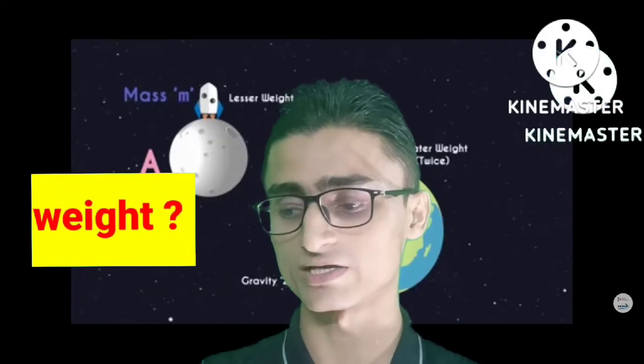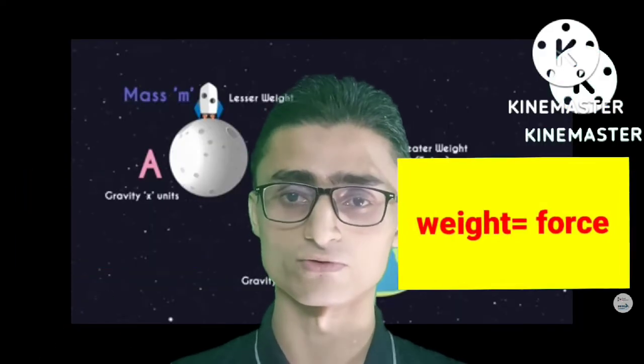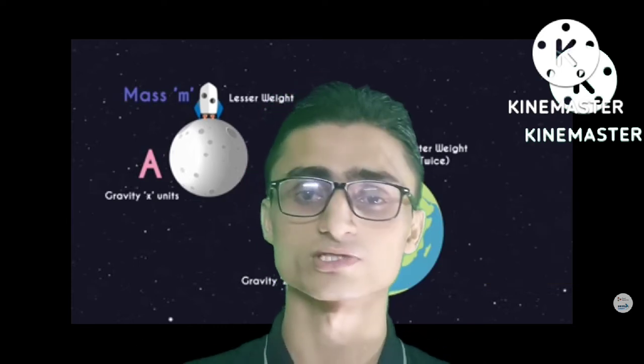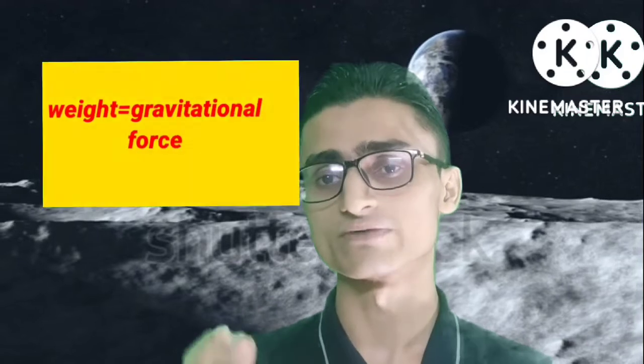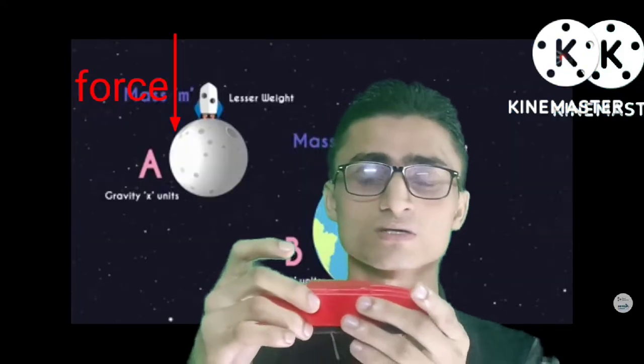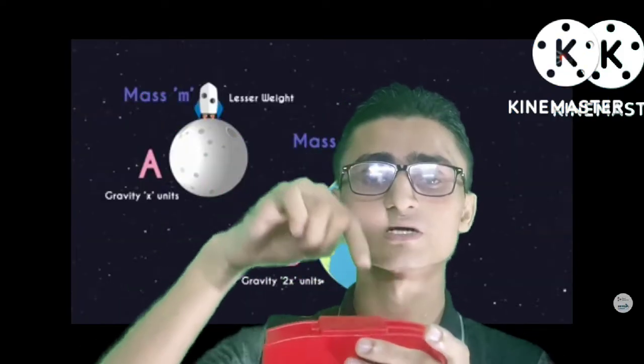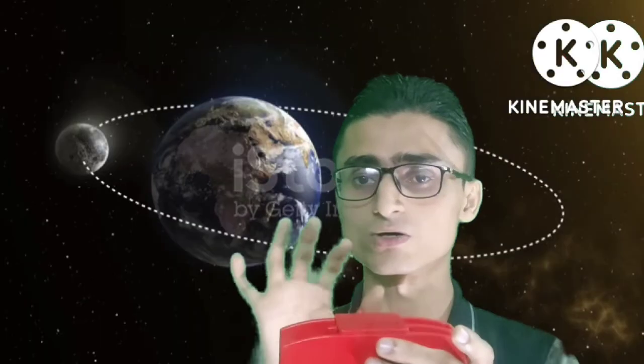First one is weight. It is a kind of force. Now the question arises, what kind of force is it? It is a gravitational force. Let me explain with an example. What is the weight of this duster on Earth? The answer would be: the force by which the Earth attracts this duster will be the weight of this duster on the Earth.